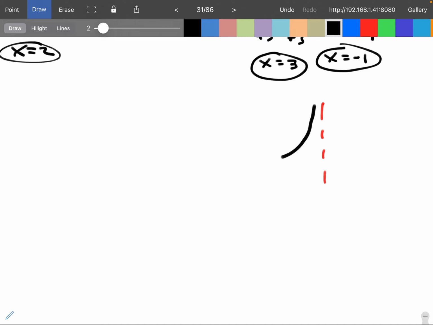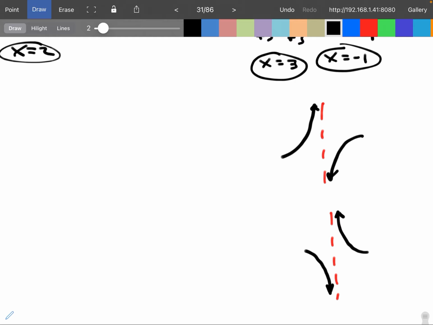it's either got to look like it's going up on the left and down on the right, or it's got to look like it's going down on the left and up on the right.